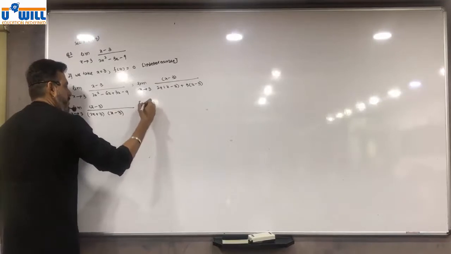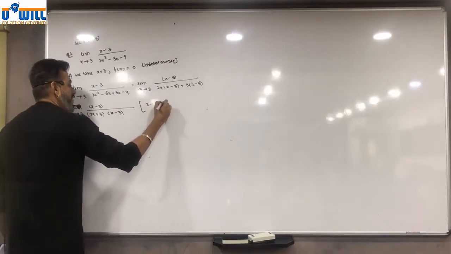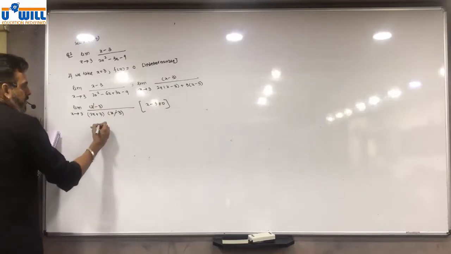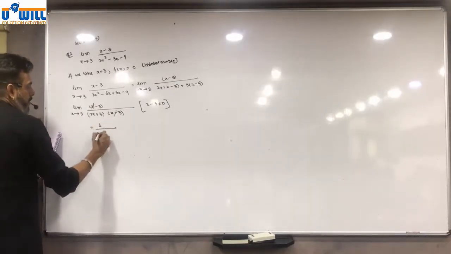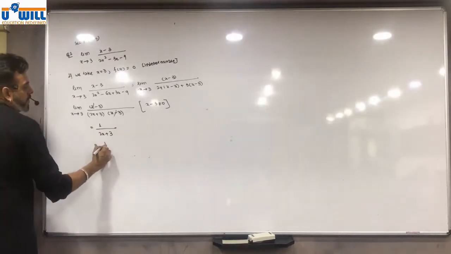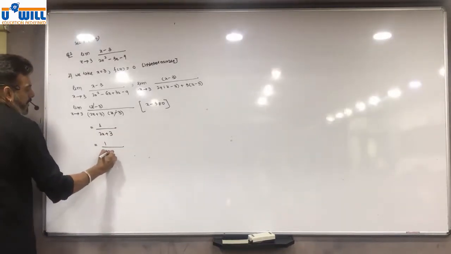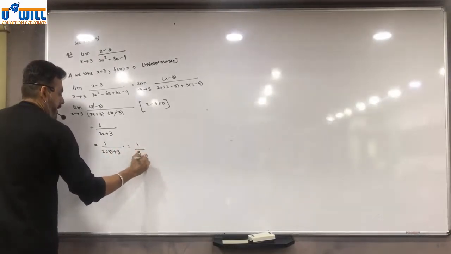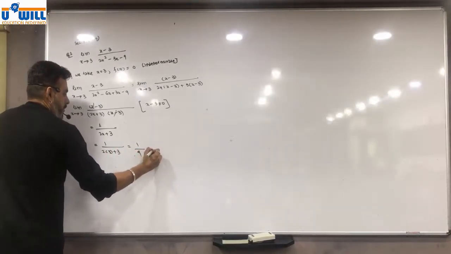Favorite step. X minus 3 is not equal to 0. So cancel it, which is equal to 1 upon 2x plus 3. We substitute is equal to 1 upon 2 into 3 plus 3 equal to 1 upon 9. Answer.